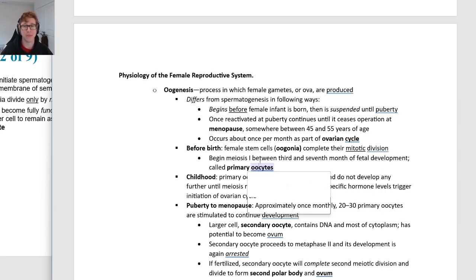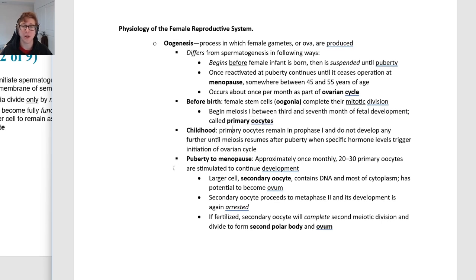Now, meiosis 1 begins between the 3rd and 7th month of fetal development, and these are going to produce primary oocytes. In childhood, primary oocytes remain in prophase 1 and do not develop any further until meiosis resumes after puberty, when specific hormone levels trigger the initiation of the ovarian cycle. Puberty to menopause. Approximately once a month, 20 to 30 primary oocytes are stimulated to continue development.